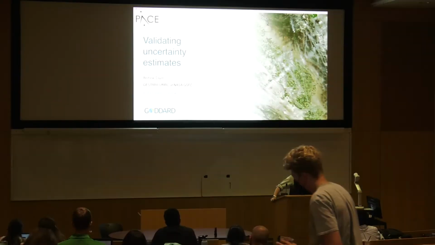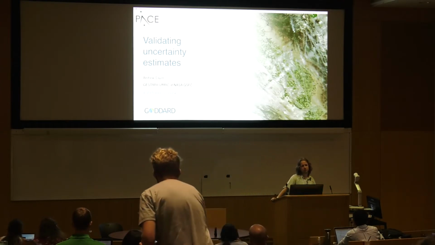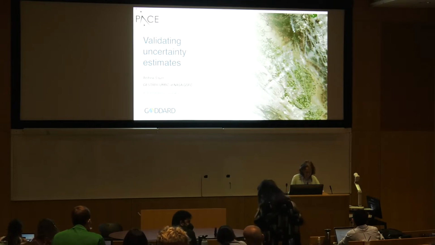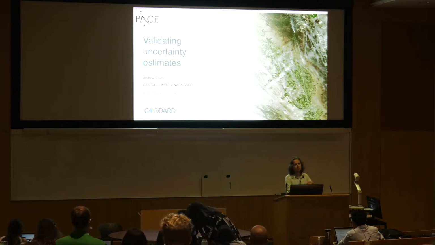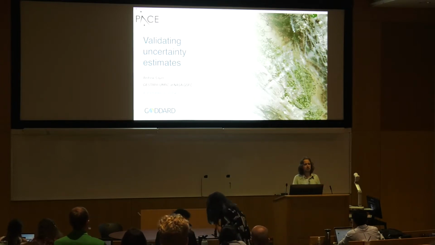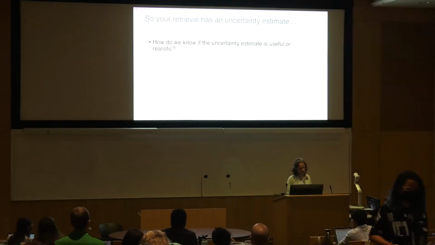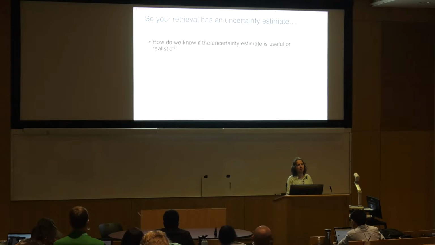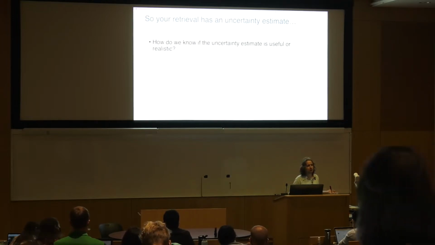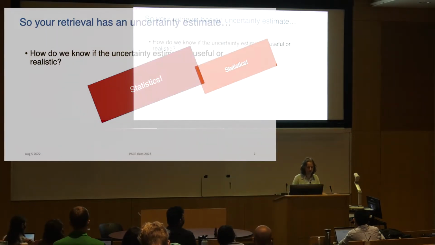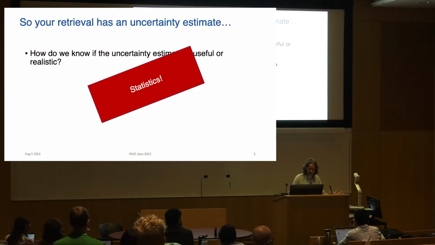And this is something that's fairly new to us as a field, but is increasingly important, so we're always trying to learn how to do better. And Amia's going to talk about some of the ways you can generate uncertainty estimates afterwards. But for now, I'm going to assume you have some estimate of the uncertainty on your retrieval, whether it's prognostic or diagnostic or whatever. So how do you know if it's realistic? The answer is, of course, statistics again, regrettably.